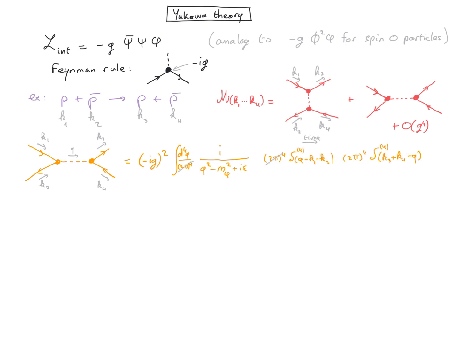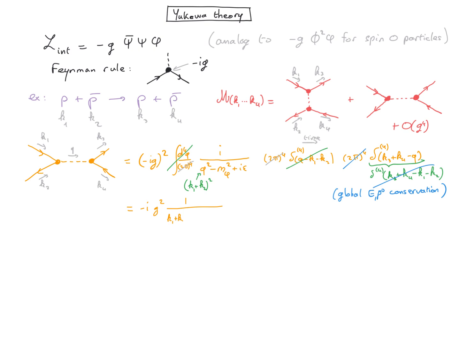The first delta function kills the integral and changes q into k1 plus k2. We then recognize that the second delta function is just a global energy momentum conservation, which we don't need to write explicitly. In principle, for the amplitude to be physical, it should not depend on epsilon. Therefore, we need to see under which condition epsilon can be neglected and taken to 0.